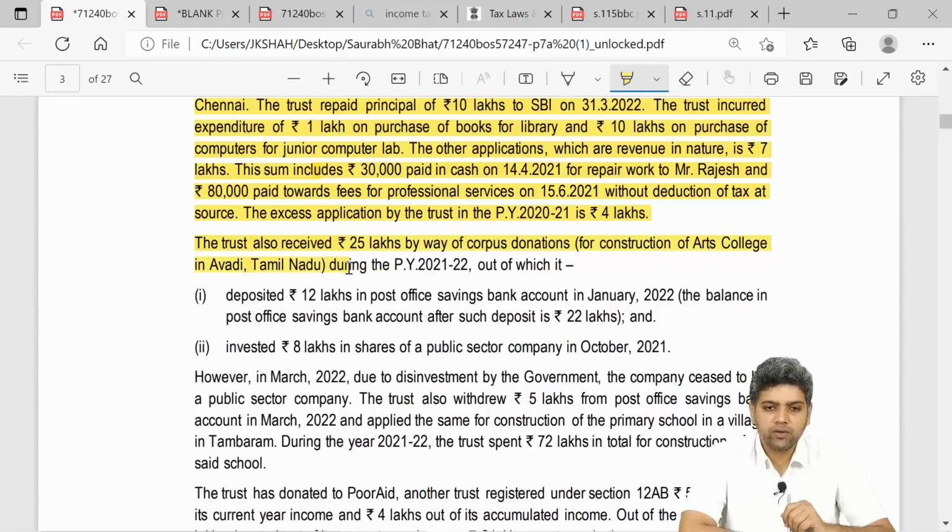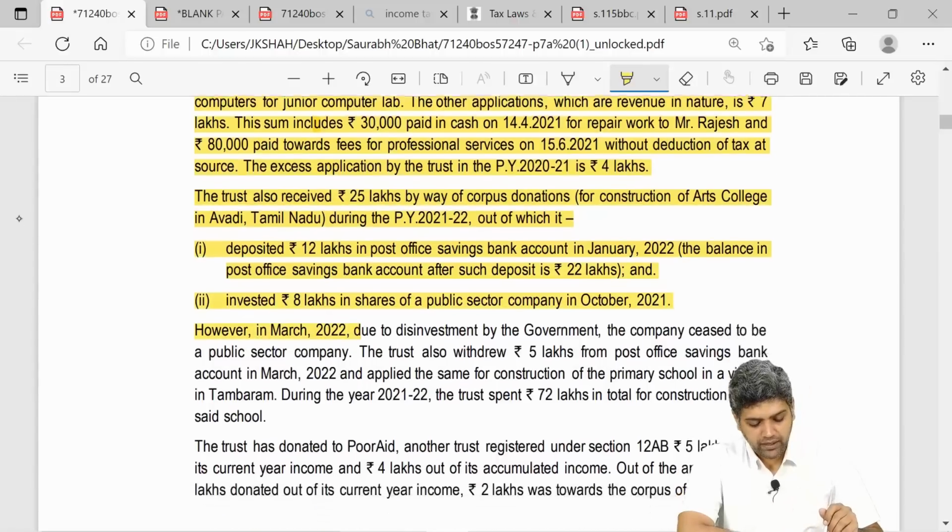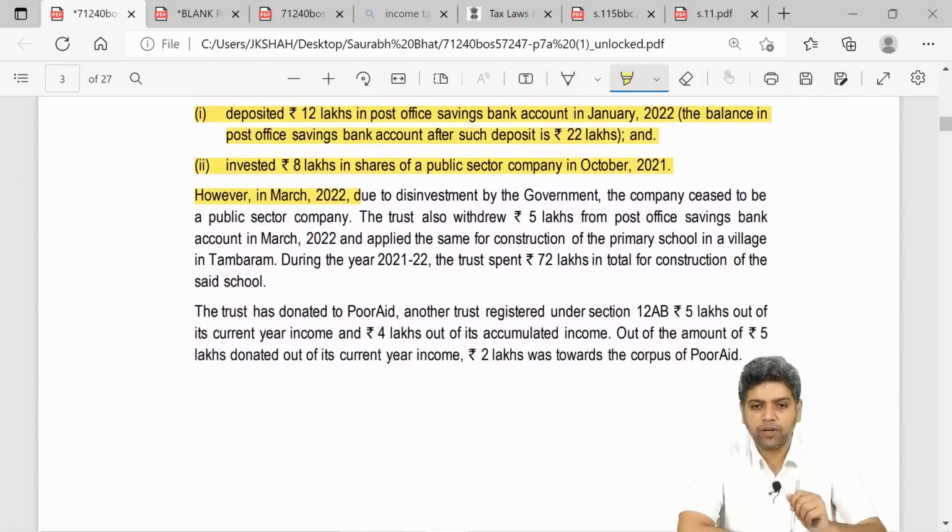The trust also received 25 lakhs by way of corpus donation for construction of arts college in Avadi, Tamil Nadu during the previous year 21-22, out of which it deposited 12 lakhs in post office savings bank account in January 22. The balance in post office savings bank account after such deposit is 22 lakhs and invested 8 lakhs in shares of a public sector company in October 21.